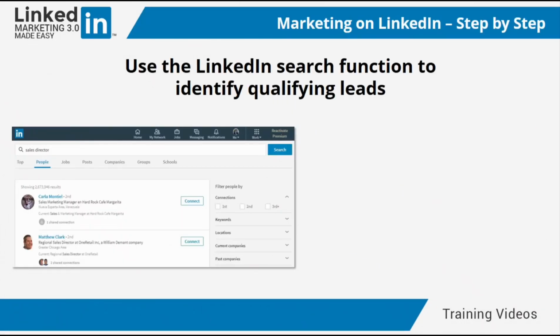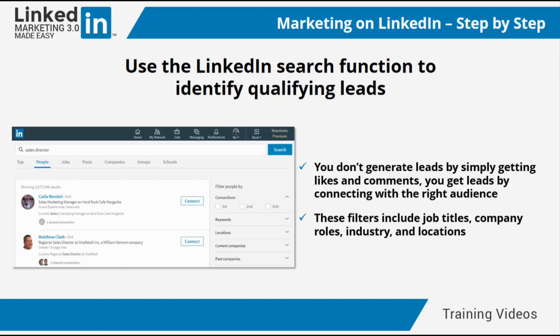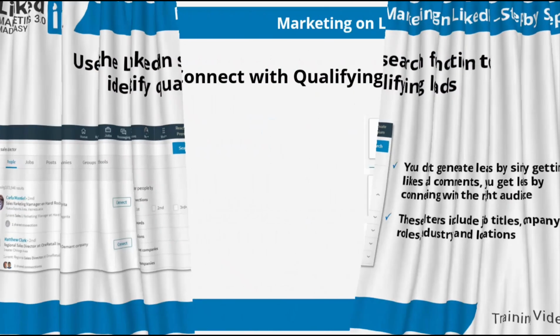Use the LinkedIn search function to identify quality leads. You don't generate leads by simply getting likes and comments. You get leads by connecting with the right audience. On LinkedIn, this means targeting the members the right way, using the type of filters that will allow you to identify the best prospective individuals. These filters include job titles, company roles, industry, and locations. Identifying the best prospects through these attributes will help you to only target those professionals that are more likely to understand the benefits offered by your product, service, or business model.